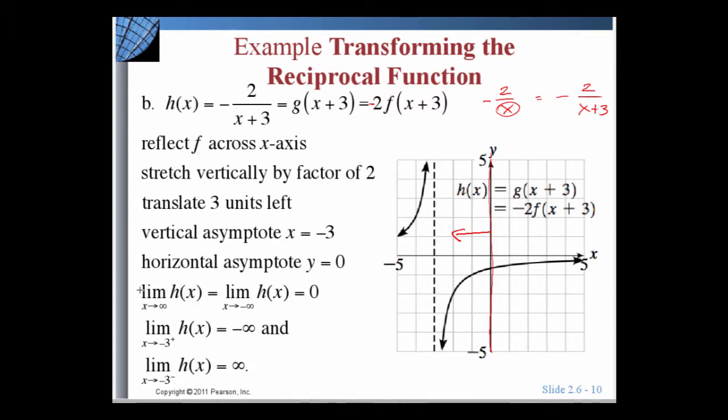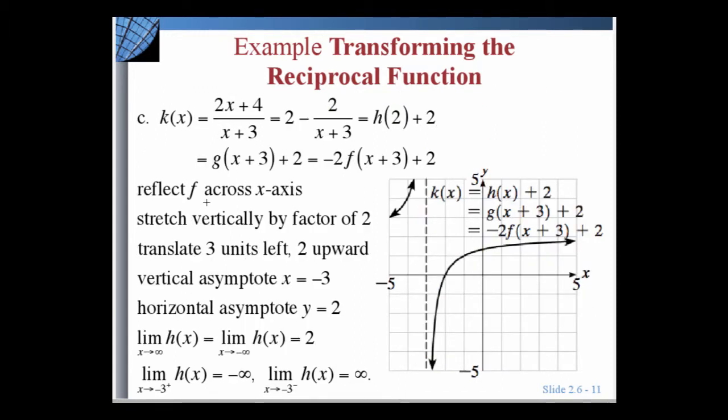And here is our limiting behavior of this function. As x goes to negative and positive infinity, the limit is 0. As x approaches negative 3 from the right, the function values approach negative infinity. That's approaching negative 3 from the right, and the graph is going downward. And as we approach negative 3 from the left, the graph is going upward. Positive infinity is that limit.